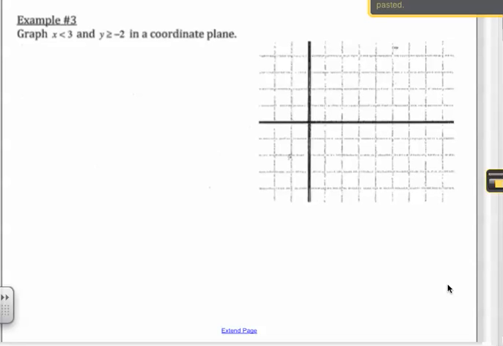Okay, guys, example number 3. Now, this is an interesting one, and it's an easy one, okay? But it's good. It's going to show us a couple of things, all right? It says graph x is less than 3, not equal to. X is less than 3. And then the other line I want to graph is y is greater than or equal to negative 2.